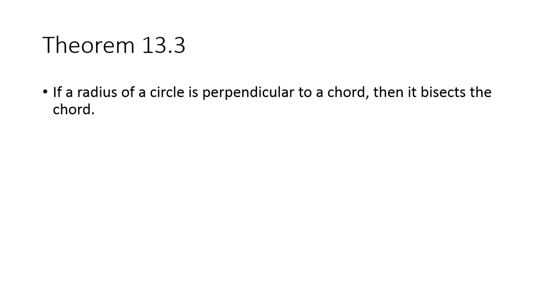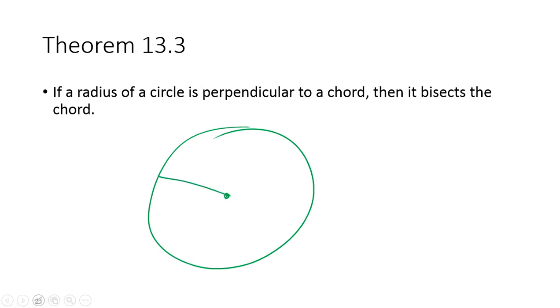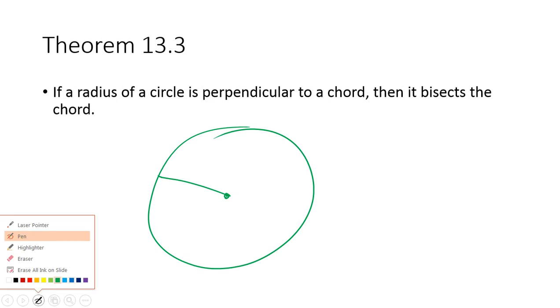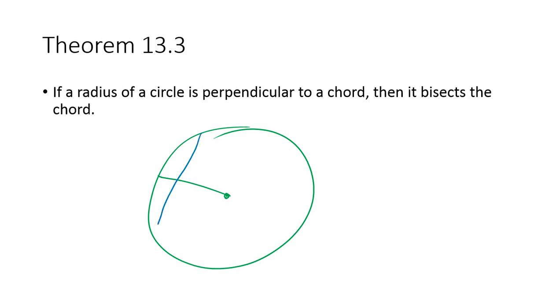So the first one is if the radius of a circle is perpendicular to the chord of a circle, then it bisects that chord. So if I have a circle and I draw a radius, and then I draw another chord that is perpendicular to that radius, then that chord has been bisected. So that chord will be cut in half of whatever the entire length is. So if the radius bisects a chord, it's going to cut it into two equal segments. So if it's perpendicular, it will bisect that chord.